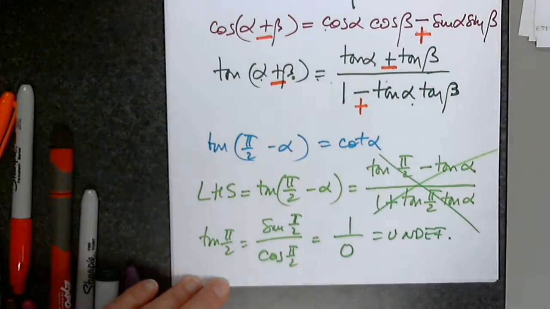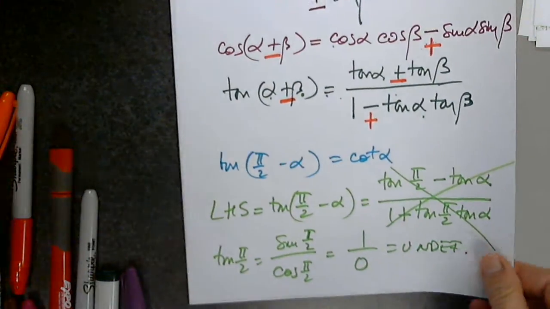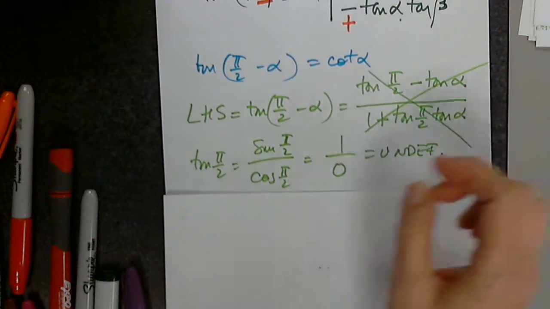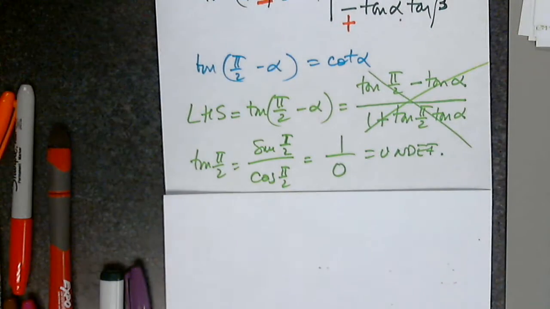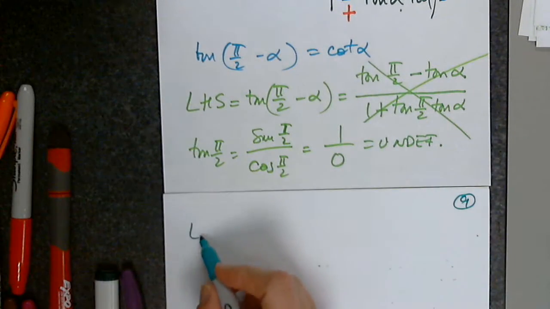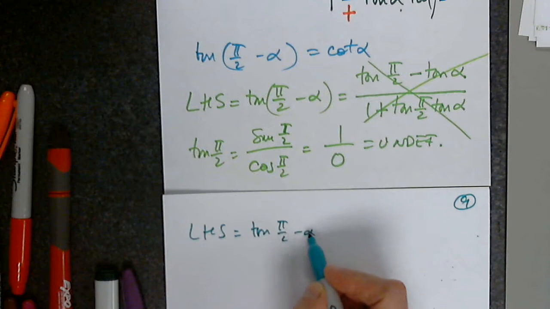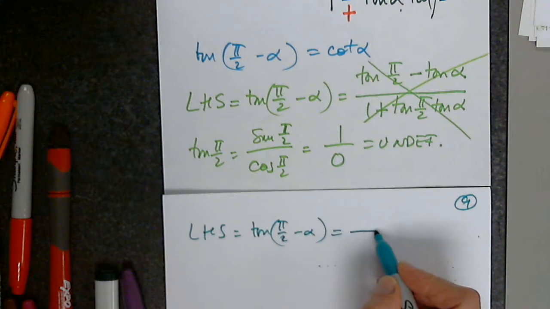So I cannot use this, because I would have undefined minus tangent alpha. What is that? Okay. So we'll go back and try another route. But we had to see it. In this case, if pi over 2 is involved, tangent is no use. So we're back to the same thing, but the left-hand side is tangent pi over 2 minus alpha. What will be another way?